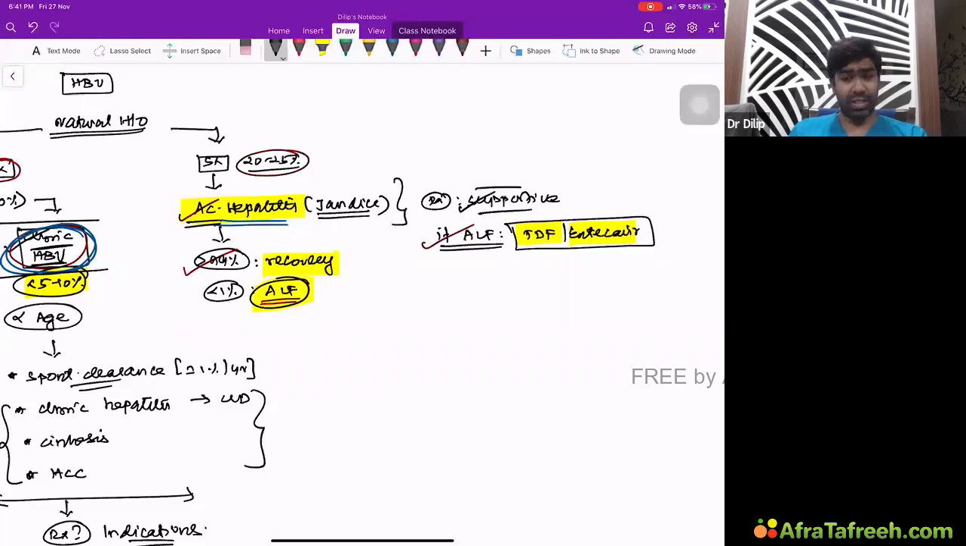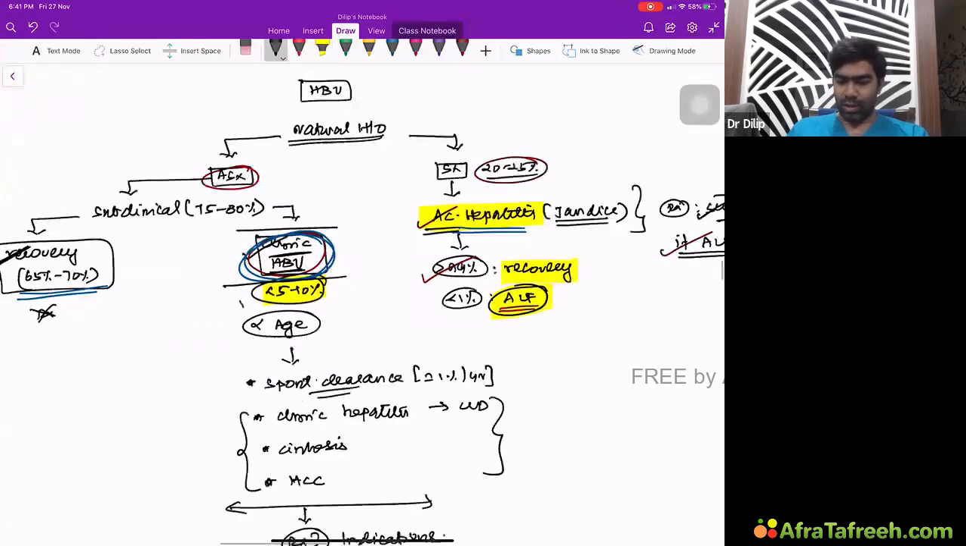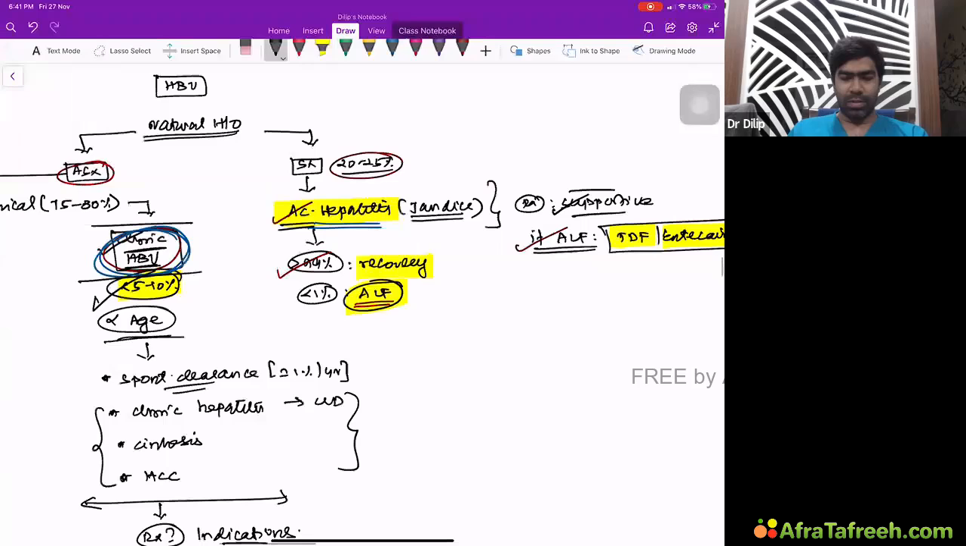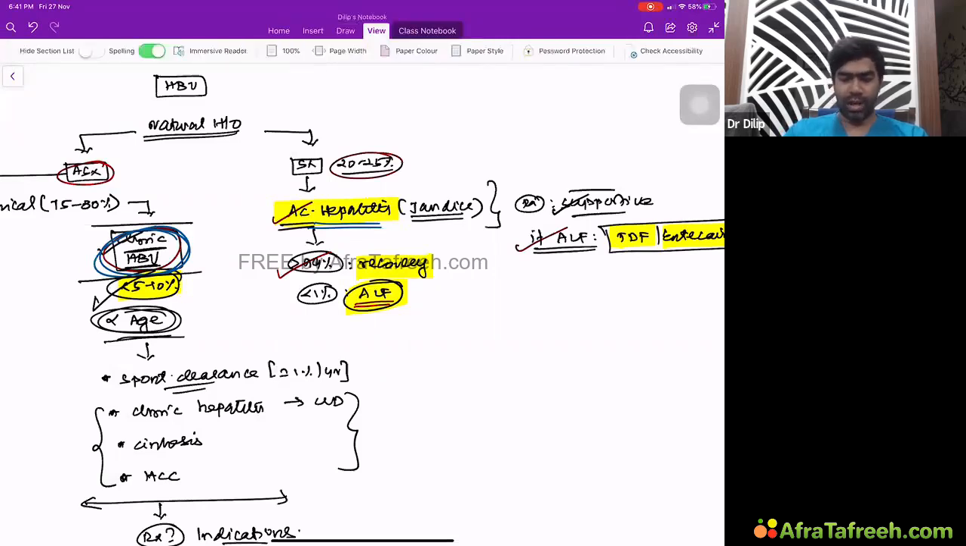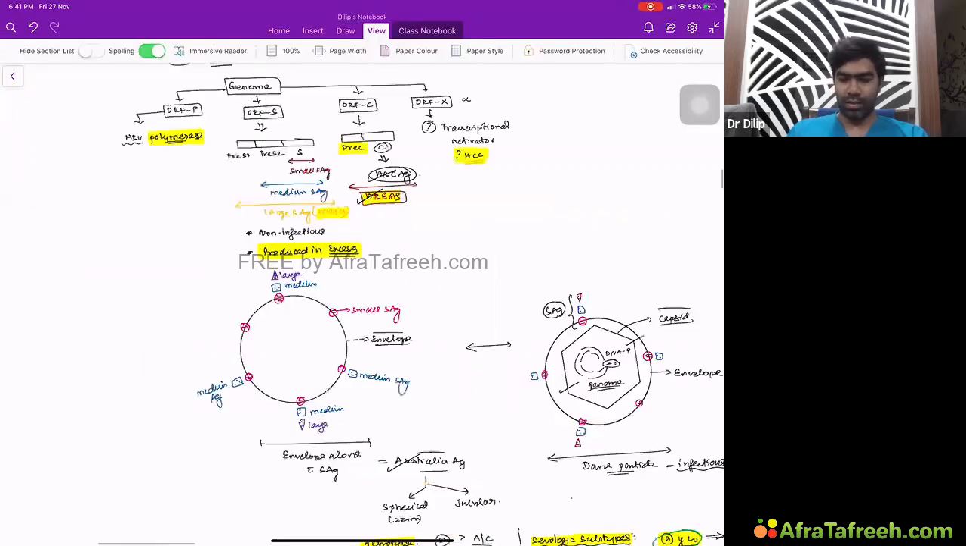So as far as ALF is concerned, it's usually very rare. But the same rule will apply depending on the age. If ALF happens in adults, very likely they will clear off the virus. If ALF happens in children, the patient can probably develop a chronic carrier state. But in general, ALF moving to chronicity is very, very rare. Once they get ALF, they clear off the virus most often. But they have to recover from the ALF first.